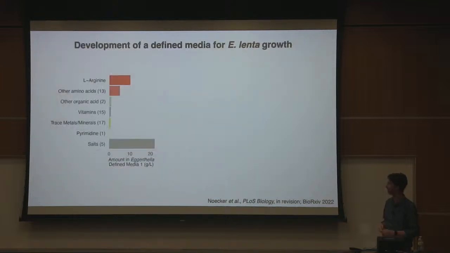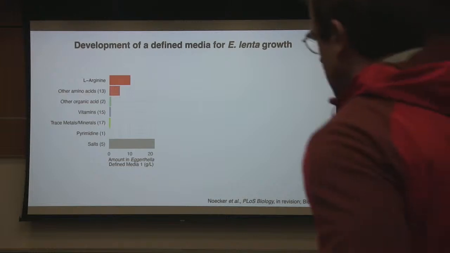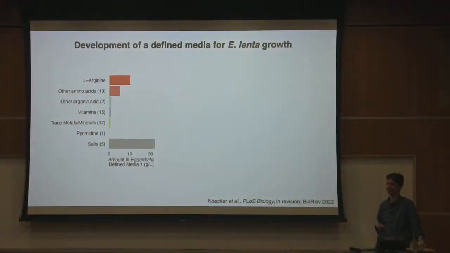One of the first steps is that we had to develop a more defined media for Elenta growth. Normally we grow Elenta and other gut bacteria in what's called brain-heart infusion media, which is what it sounds like. It's brains and hearts all mashed up. That's great in terms of getting lots of Elenta cells, but terrible for metabolomics, because you just get heart compounds back. So Cecilia stared at the Elenta genome and came up with a list of 14 amino acids that she thought would be needed, including arginine. And then she put in some other organic acids, vitamins, minerals, and some salt.